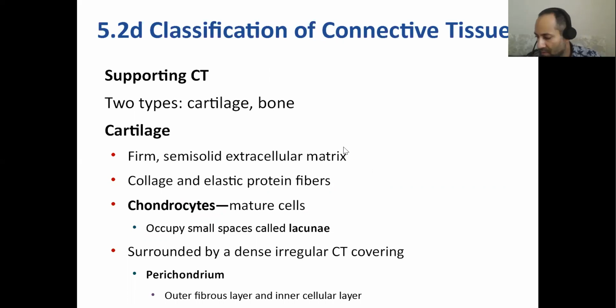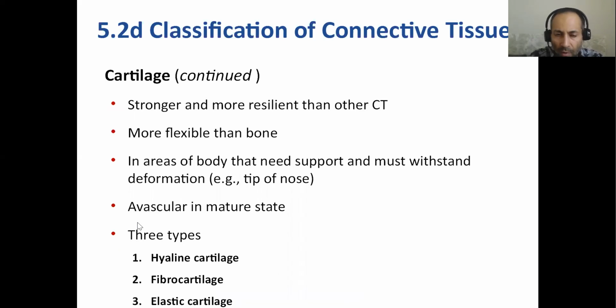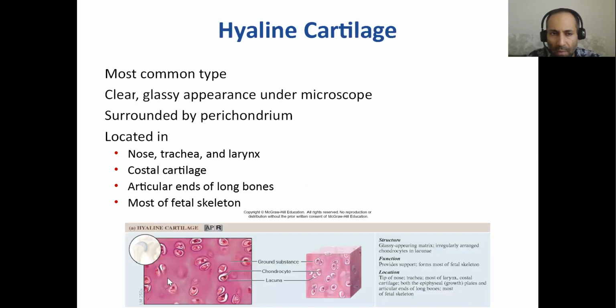All right, so let's talk about these types of supporting connective tissue, cartilage and bone. So what is cartilage first? It's a semi-solid extracellular matrix, with protein fibers and ground substance that make it up. There's collagen and elastin fibers. The cells that make cartilage are called chondrocytes. Chondro means cartilage, all right, surrounded by a membrane called perichondrium. So cartilage again comes in three types, as you see here: hyaline cartilage, fibrocartilage, and elastic cartilage. Cartilage again is for protection of the joints, as we mentioned before.